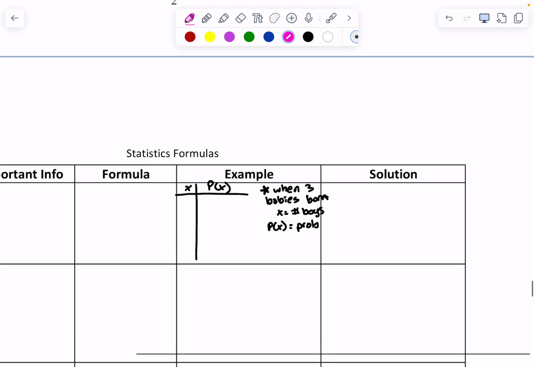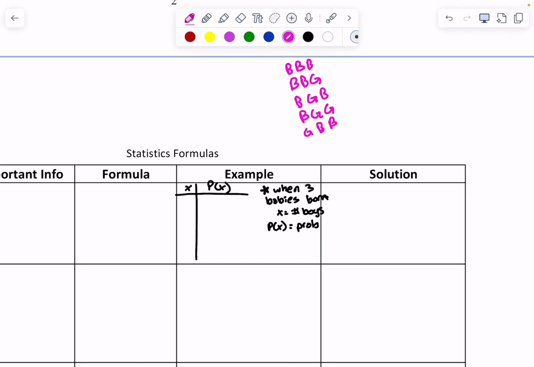You don't have to write this list down, but when we have 3 babies born, we could have a boy, boy, boy; a boy, boy, girl. Don't write this list down. I will write it for you. Boy, girl, boy; boy, girl, girl; girl, boy, boy; girl, boy, girl; girl, girl, boy; and girl, girl, girl. How many in that list? 8, because 3 babies, 2 times 2 times 2 is 8. So there's 8 in this list.